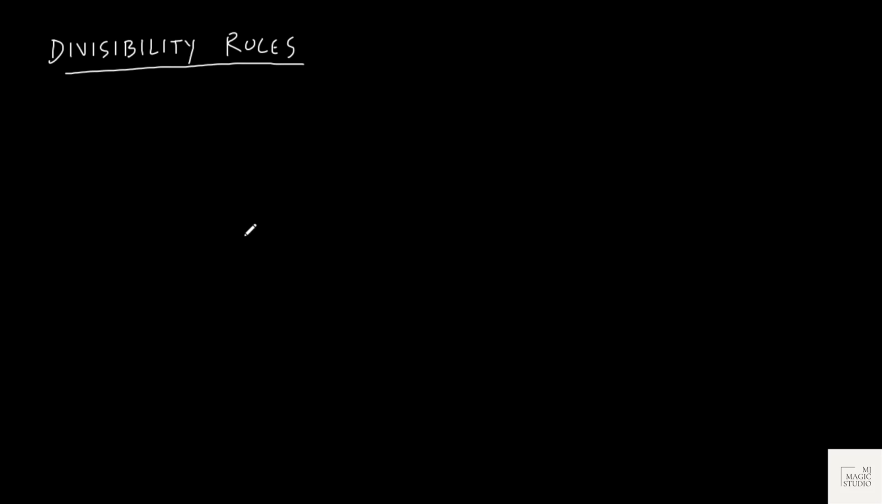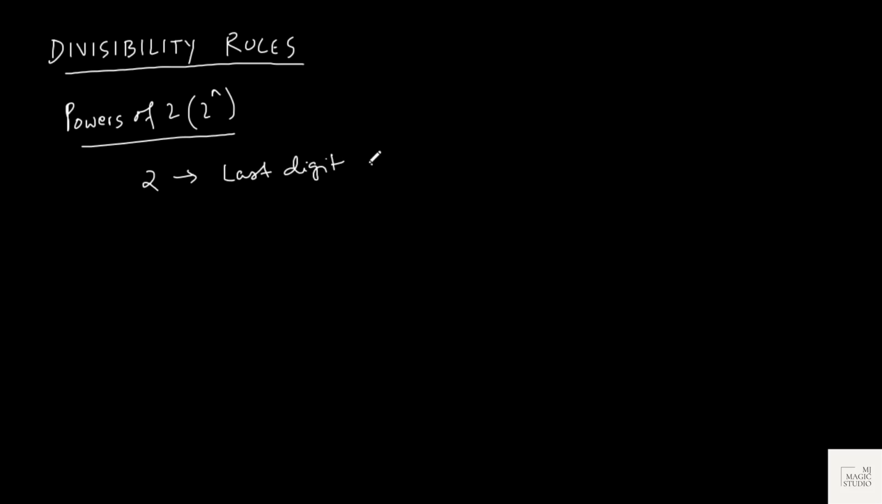So we will start with powers of 2. How to check whether a number is divisible by powers of 2, that is 2 to the power n. Simply to check whether a number is divisible by 2 or not, we just need to see that the last digit of the given number should be divisible by 2. That means the last digit should be 0, 2, 4, 6, 8.